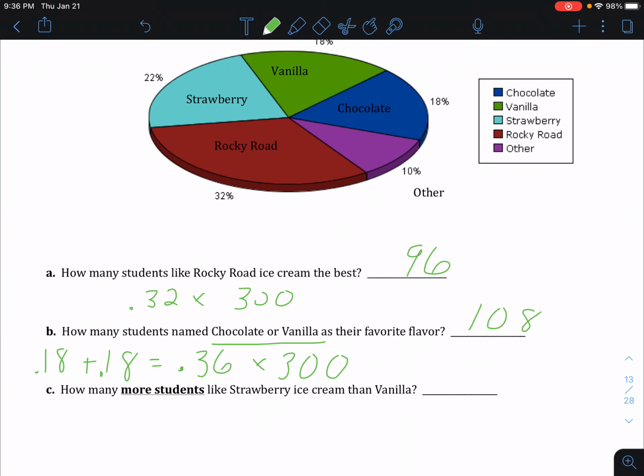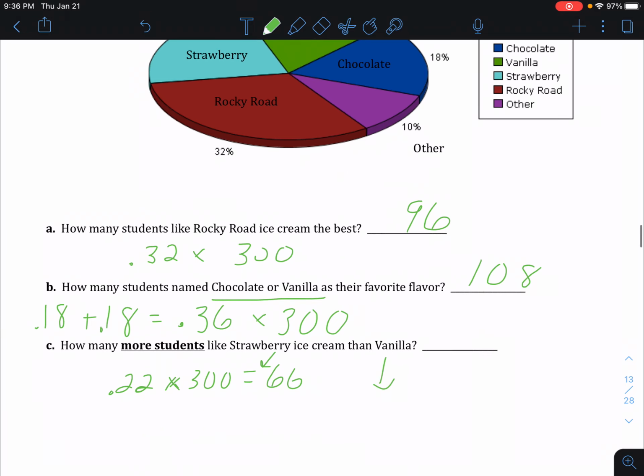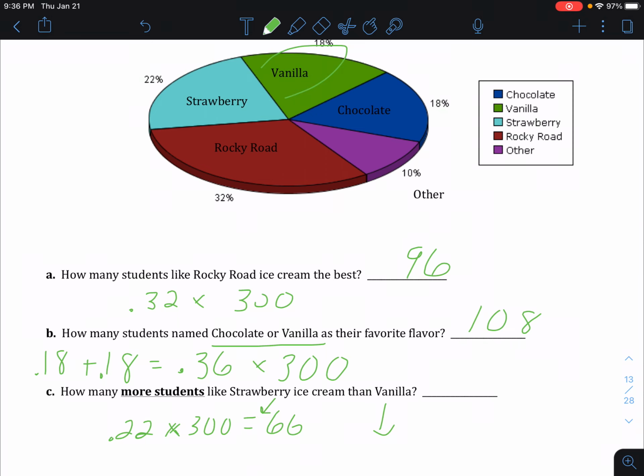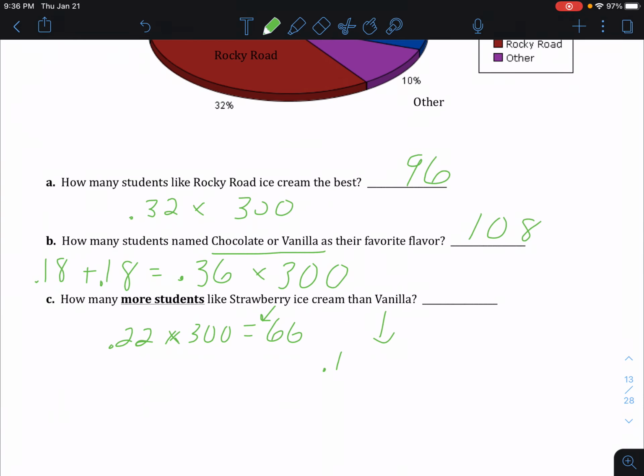Okay, and then how many more students like strawberry ice cream than vanilla? So let's do strawberry, which would be 22%, so 0.22 times 300. And that will give us 66 that like strawberry. Vanilla is 18%, so 0.18 times 300, and that will be 54. So since it's asking how many more students like strawberry, do 66 minus 54, and you get 12.